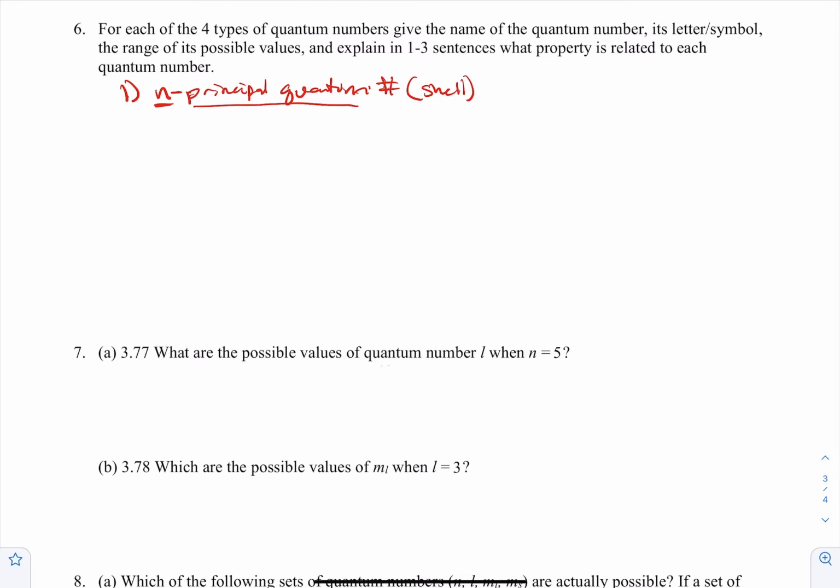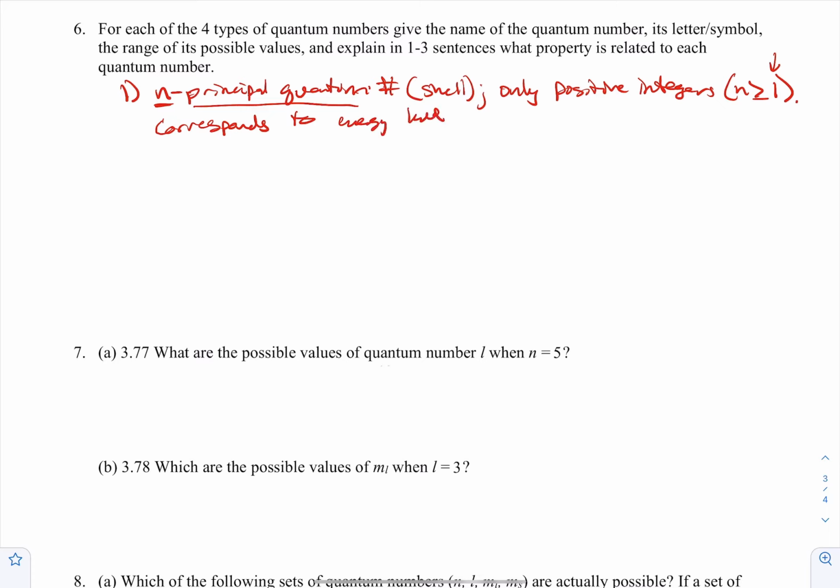But as far as rules for these n's, they can only be positive integers, only positive integers, starting at 1. So I'm just going to put n is greater than or equal to 1. Remember, we don't have an n equals 0, and we can't have an n equals 2.5 or anything like that. It's all whole number integers, and they're all positive. And this corresponds to the energy level of the electron, particularly the shell. That's the main thing.